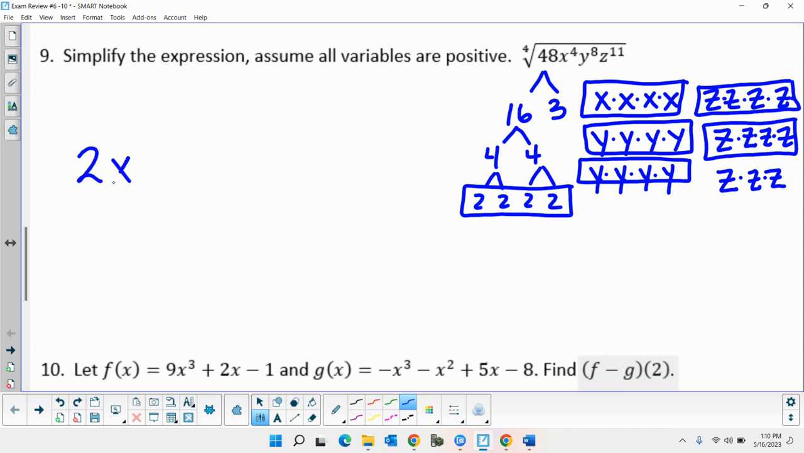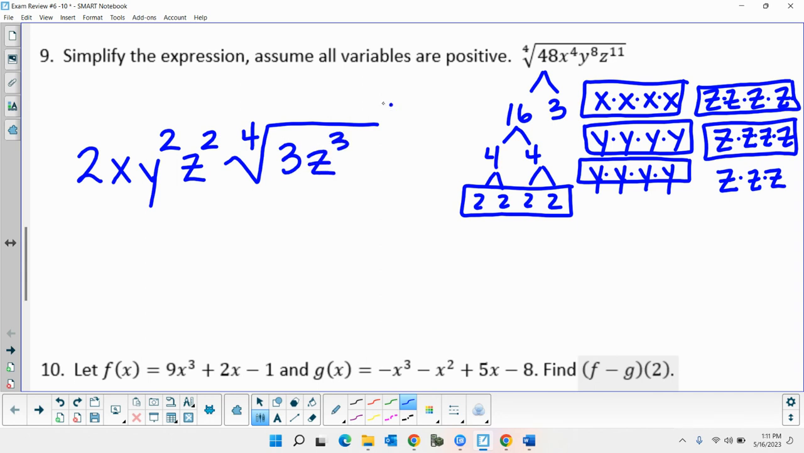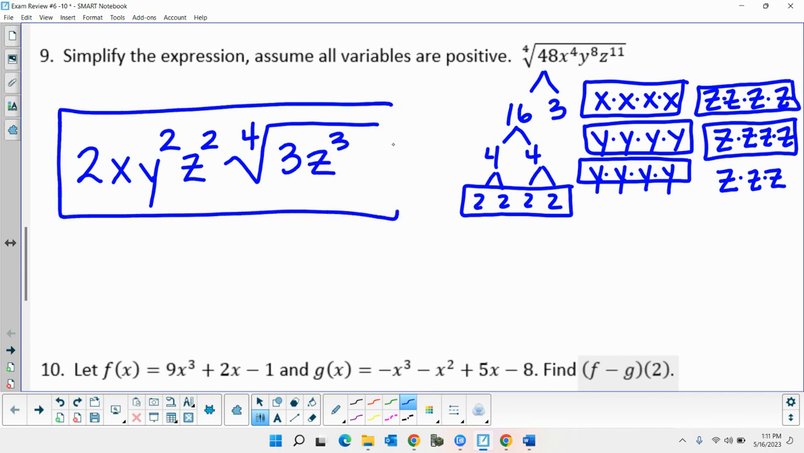2x y squared. There's 2 sets of y's. Z squared. There's 2 sets of 4 z's. Then the 4th root. Don't forget your little symbol 4 in there, right? The index is 4. And then there's a 3 and a z to the 3rd. That's your answer.